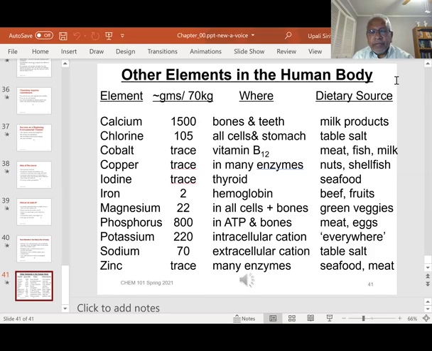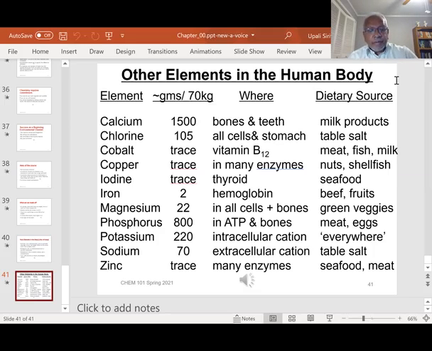Iodine is in seafood. Iodine is required for thyroid gland functions. The thyroid gland doesn't work properly when you have a thyroid problem, and the thyroid gland doesn't absorb iodine properly.